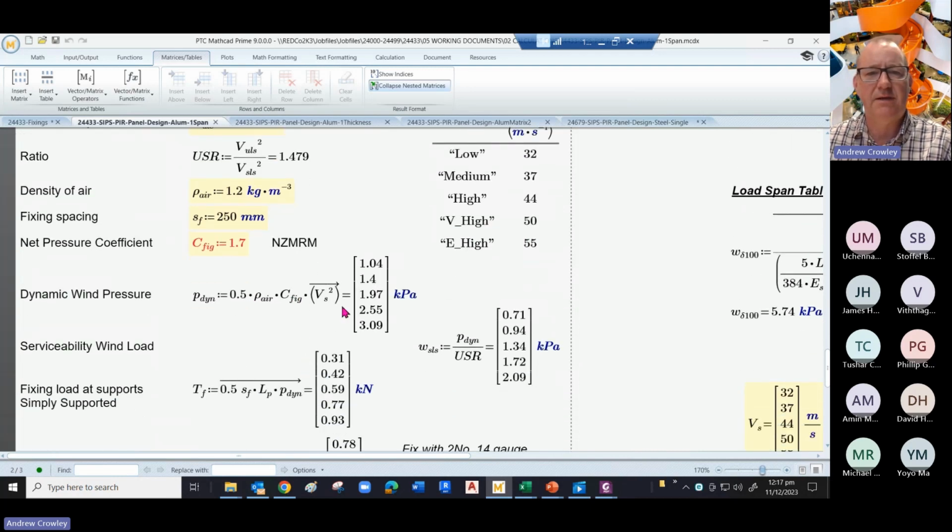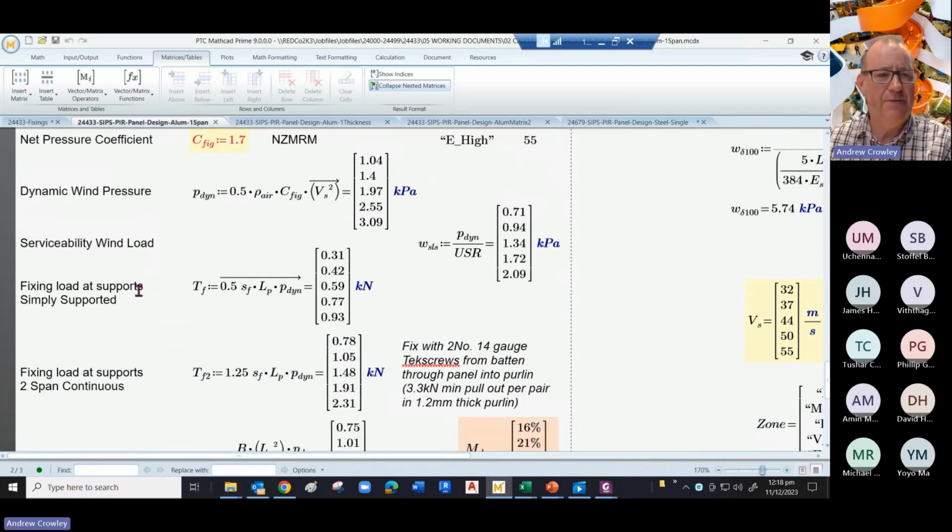So we're creating another little matrix here of an array of wind pressures in kPa based on the equation from 1170 part 2. We've taken the net pressure coefficient of 1.7, and that comes from the New Zealand metal roofing manufacturers. So this is quite conservative and is allowing for local winds, as you need to do on cladding.